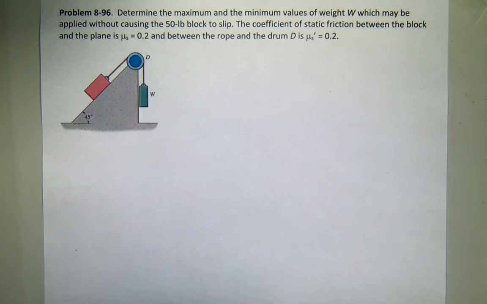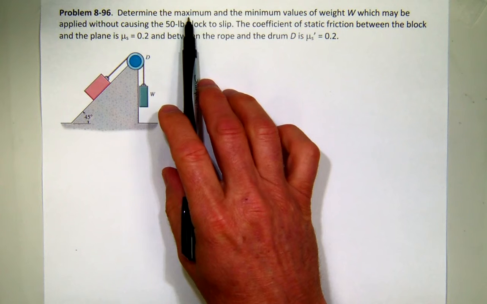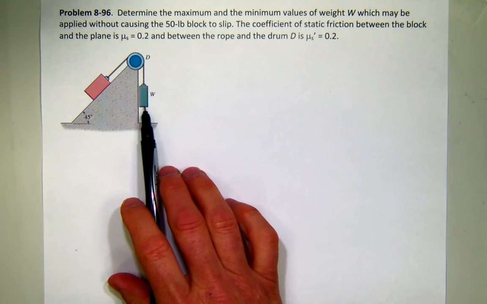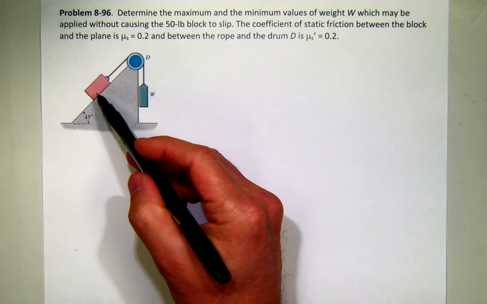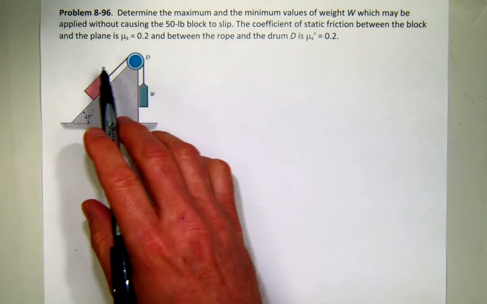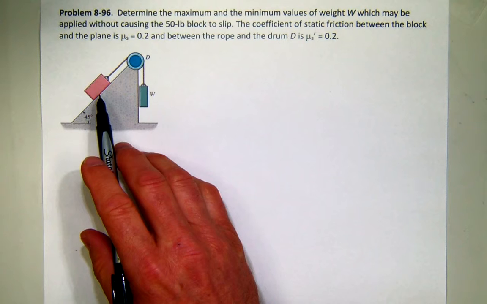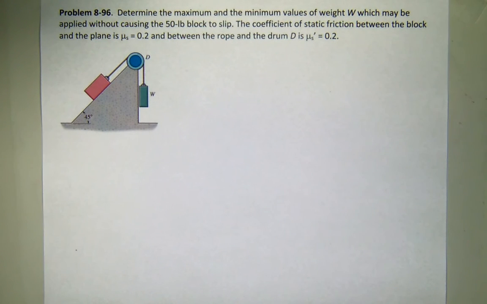Okay, so here's a problem out of the book, 896. I like this problem. It may be a little too much for the exam, but it works it two different ways. So it wants both the maximum and the minimum value of this weight over here that's hanging vertically that can be applied without letting this 50-pound block on that incline slip. And you've got coefficients of friction between the block and the plane of 0.2, and you've also got friction over the drum to deal with.